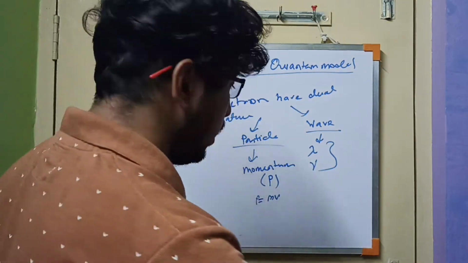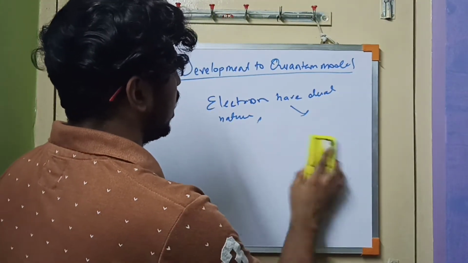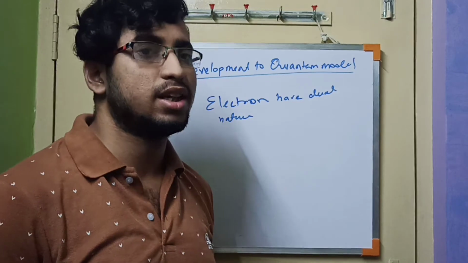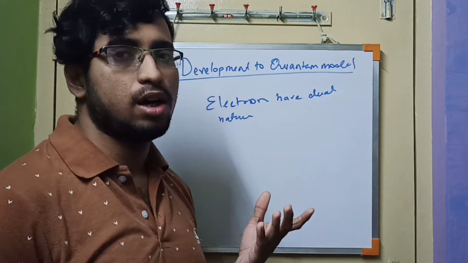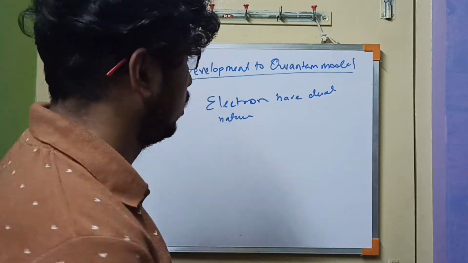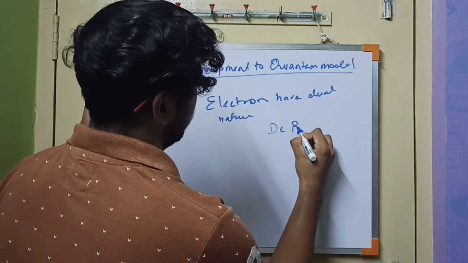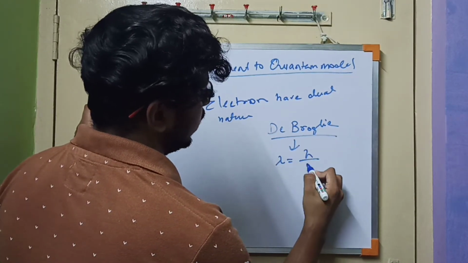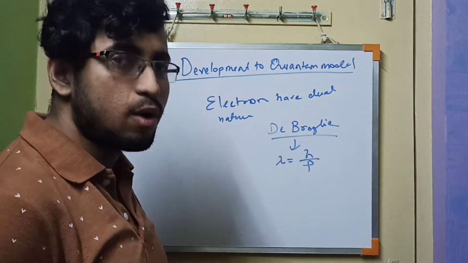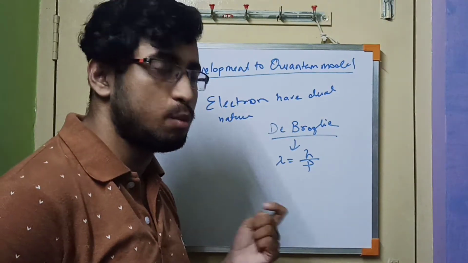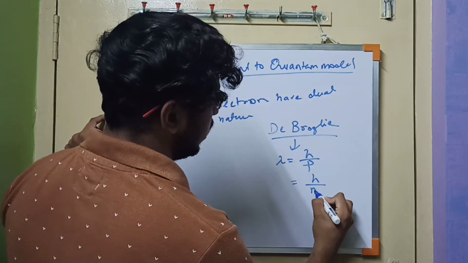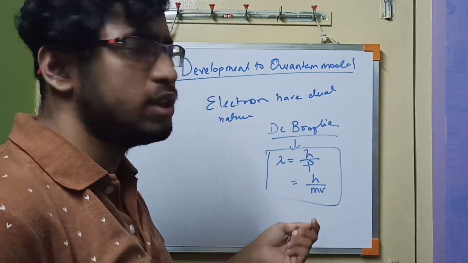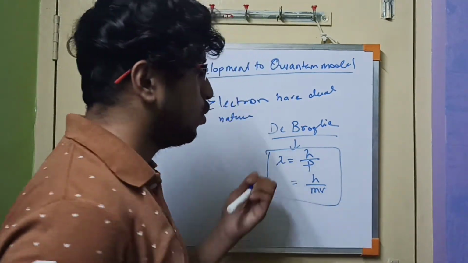After that, de Broglie derived a wave equation, from which we can get a relation between mass and velocity and the wavelength, the lambda value. De Broglie gave the equation lambda equals h by p, where h is the Planck constant and p is the momentum, or we can say h by mv. Now we can calculate the value of mass or velocity, either one, if we are given a lambda value.